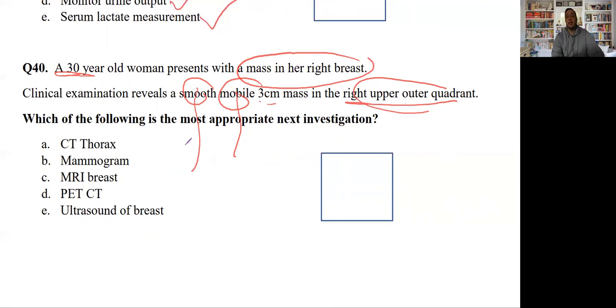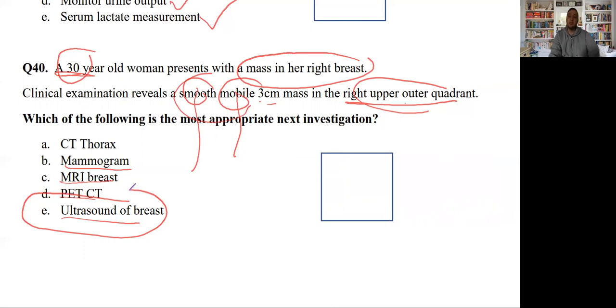To do CT thorax? I don't think it is the right thing to do CT thorax here, because given the age of the patient and the characteristics of the breast mass, it's unlikely to be malignant. So I think there's no point to do CT thorax. Mammogram, if we are suspecting breast cancer, but given the age of the patient and characteristics of this breast mass, it's unlikely to be breast cancer. So mammogram, I don't think this is the right thing to do. MRI of the breast as well, I don't think it's the right thing to do. PET CT scan or ultrasound of the breast. I think the right thing to do is ultrasound of the breast.